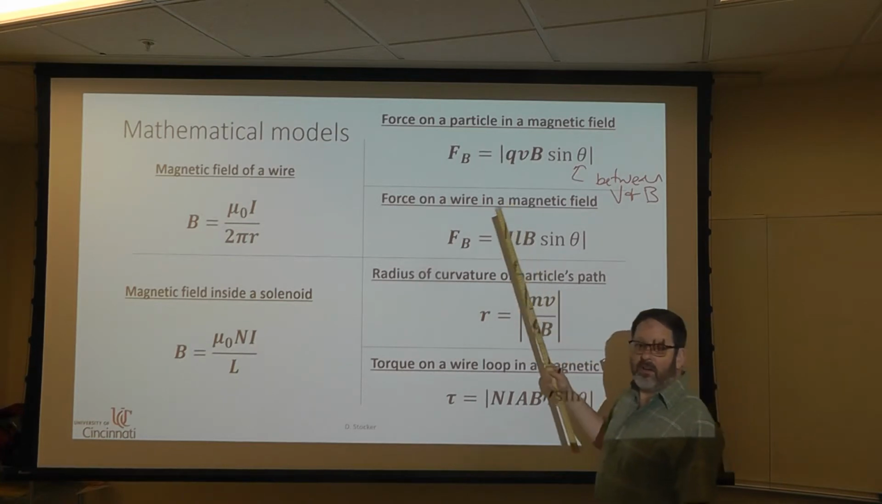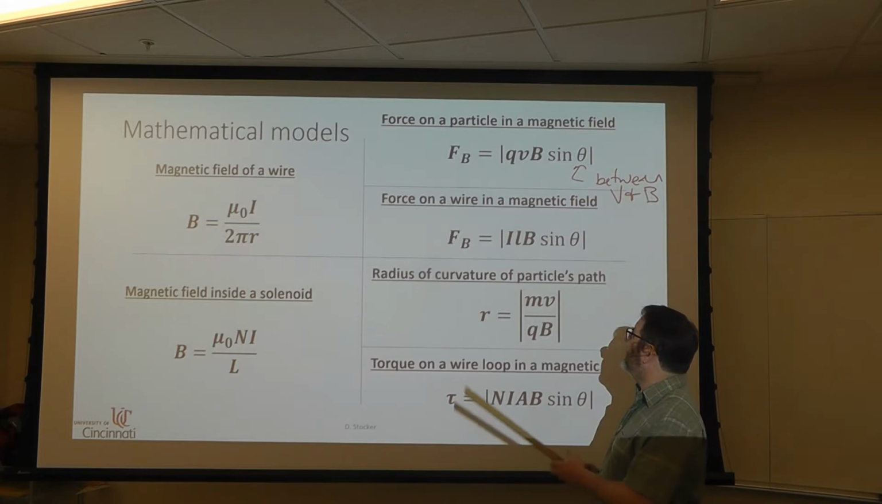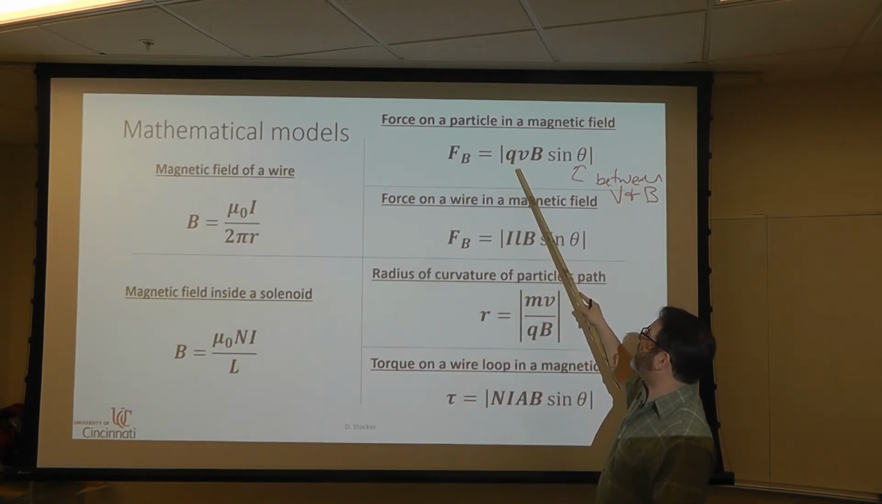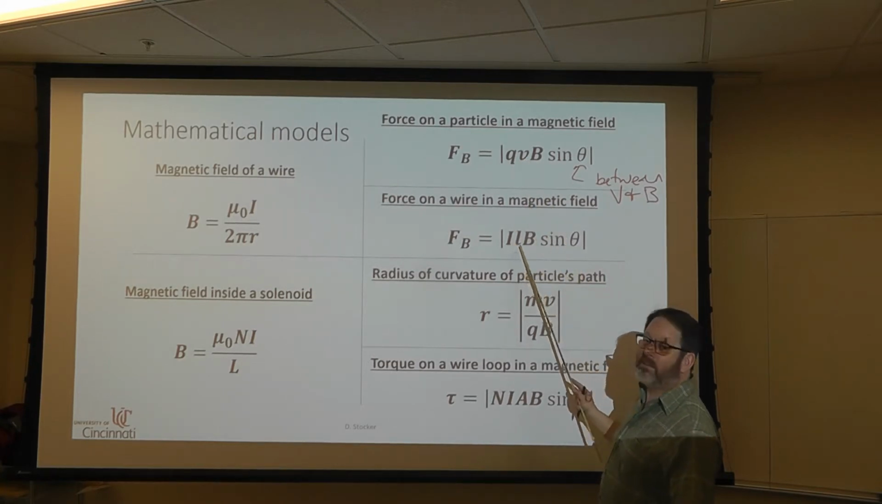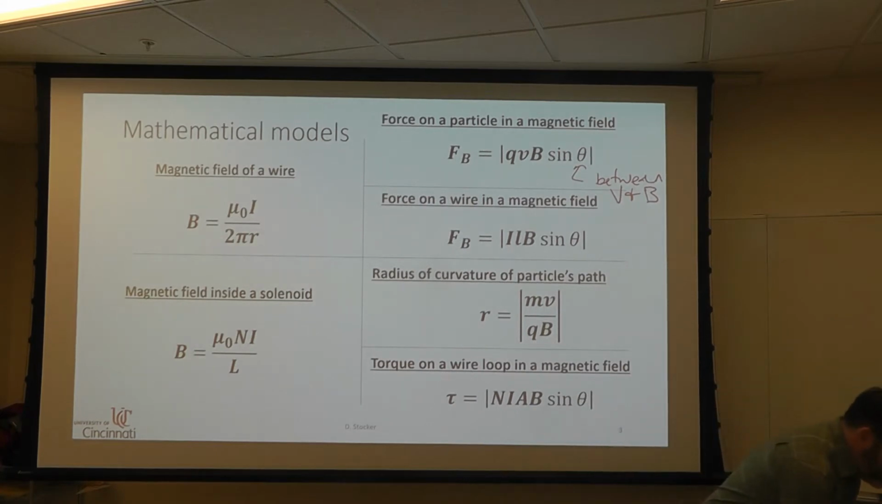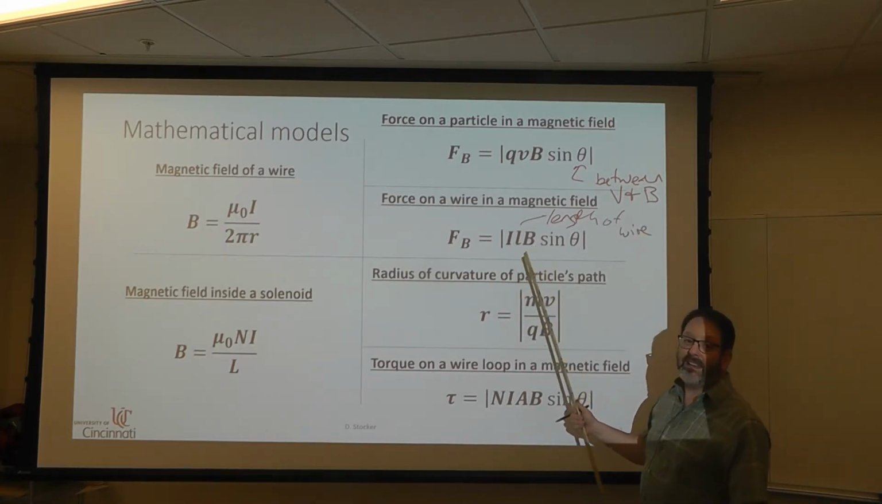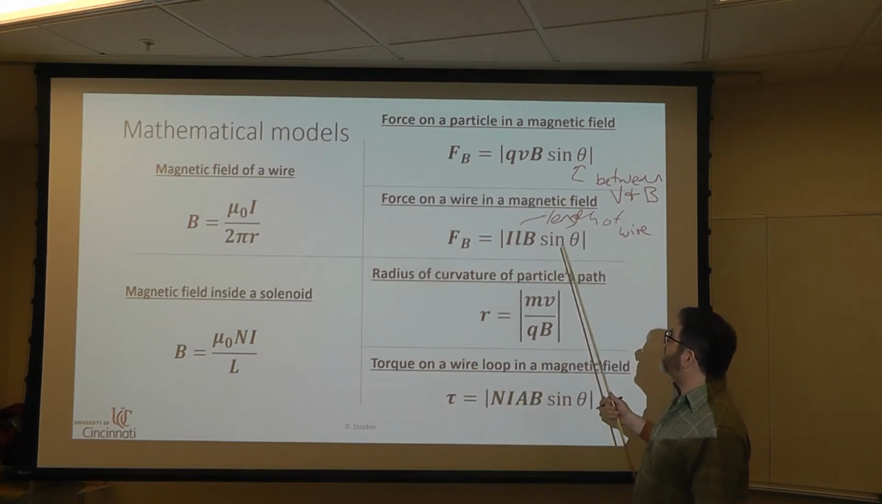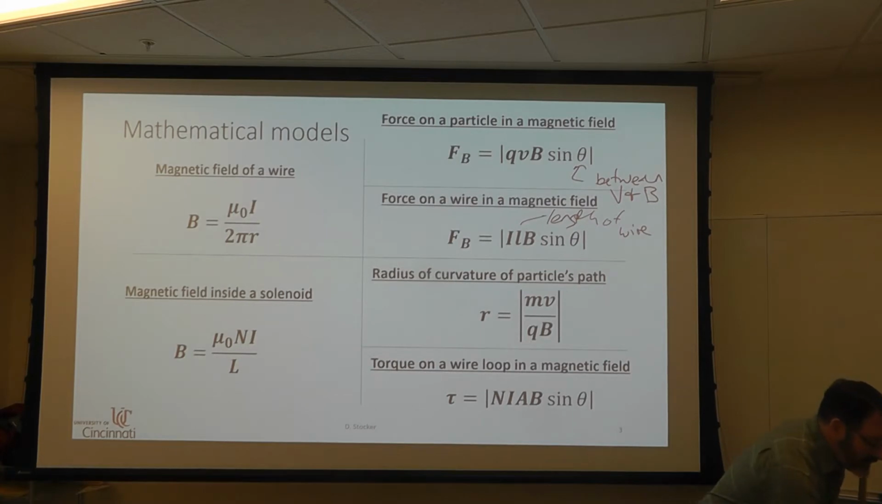A wire is essentially a whole bunch of charges traveling together. So a bunch of these Q's traveling together through a wire. You take QV, and that becomes replaced with I, the current, times L, the length of the wire. L is the length of the wire. I is the current in the wire. B is the magnetic field that the wire is in. And then this theta is now the angle between I and B.